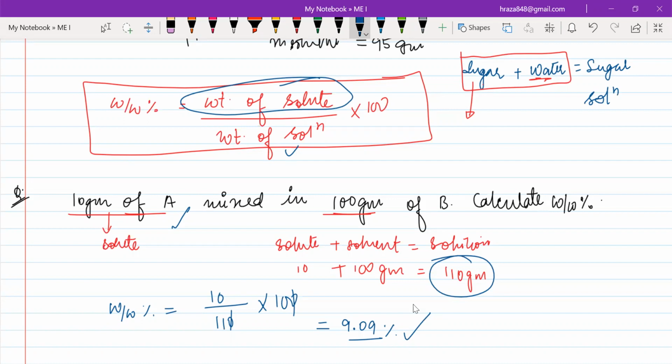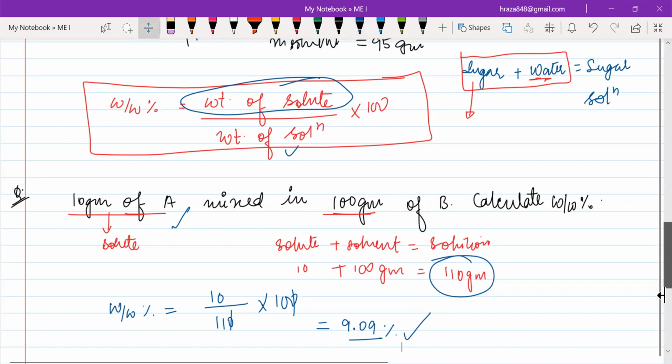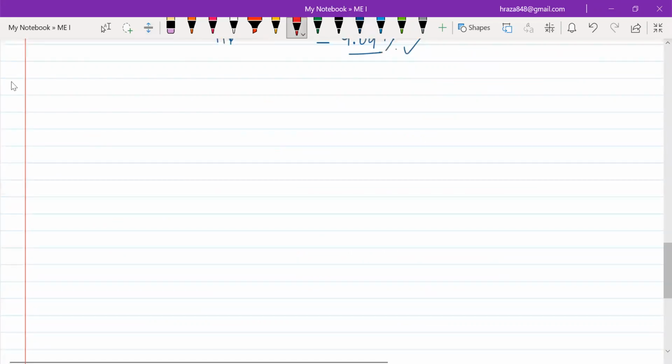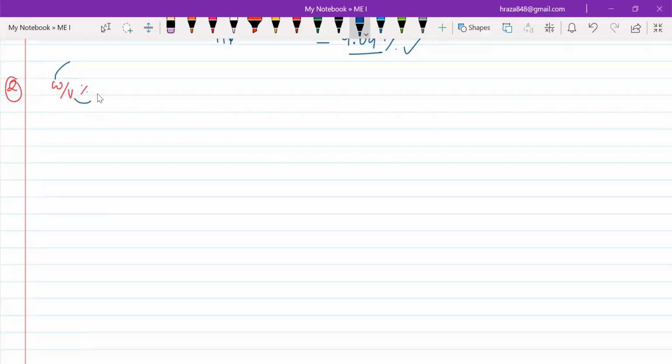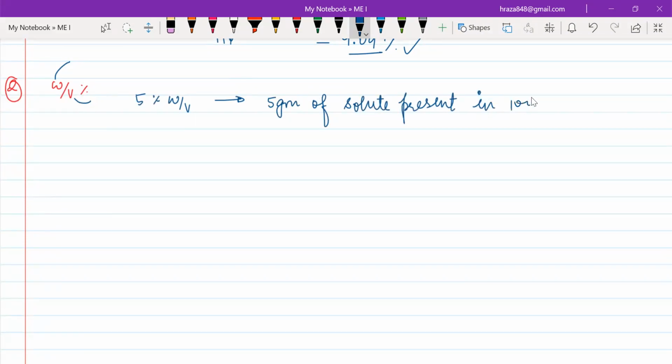Yes, sir. Okay. Now moving to the next, that is your weight by volume percent. Now again, you know the concept behind it. This is for solute, this is for solution. Now if it is given that 5% weight by volume, then it will be 5 gram of solute present in, since it is percent, that means 100, and since it is volume, so we will use 100 ml of solution. Is that clear?